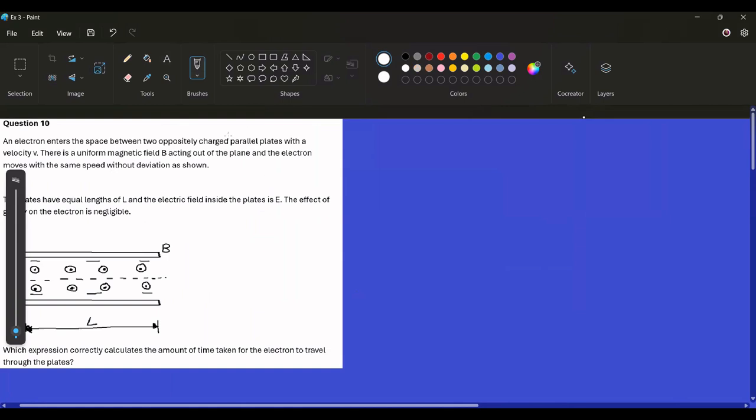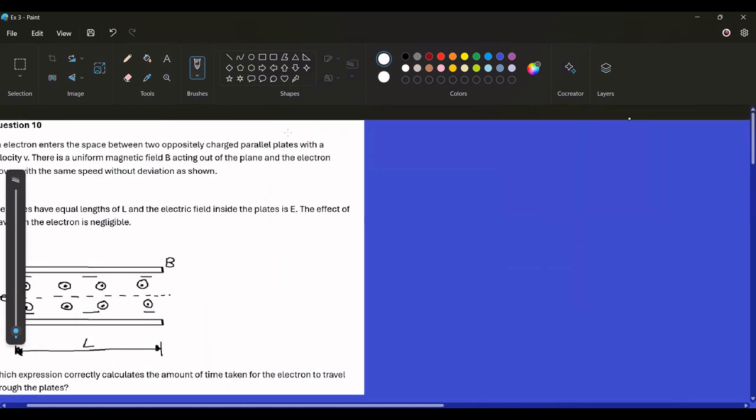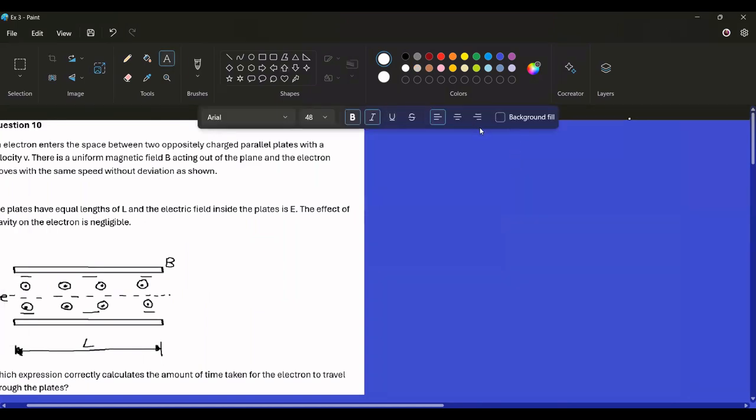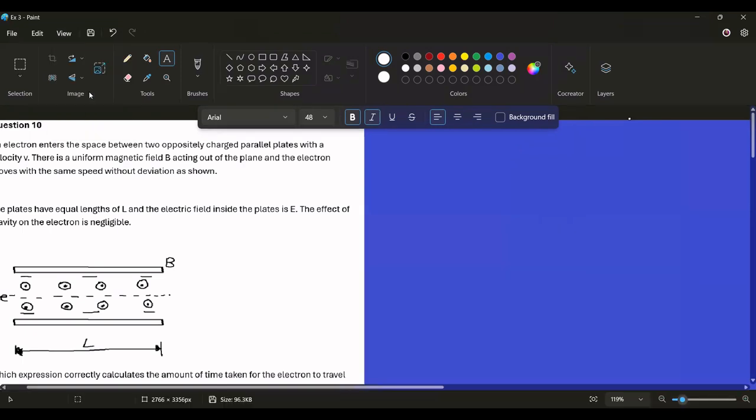Okay. An electron enters the space between two oppositely charged parallel plates with a velocity v. There's a uniform magnetic field acting out of the plane. The electron moves with the same speed without deviation as shown. The plates have equal lengths of L, and the electric field inside the plates is E. The effect of gravity on the electron is negligible.